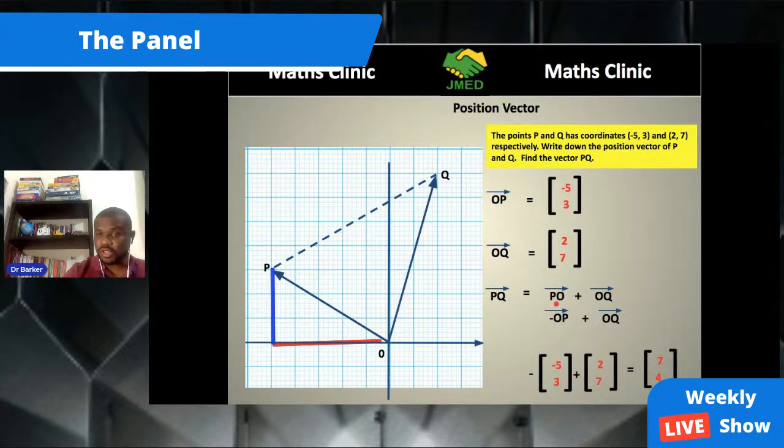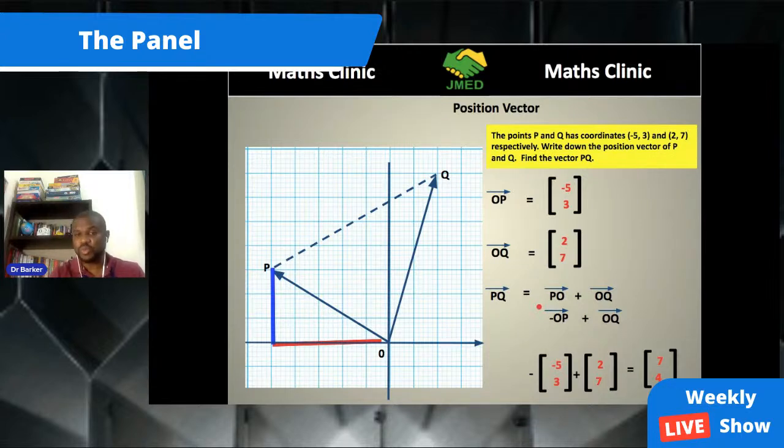So the key thing to learn in this one is that we do not have the information for PO, but the relationship between PO and OP is one you need to learn. In this case, PO is equal to minus OP. A simple way of remembering it is if you switch the letters in any vector like that, you just change the sign and then you get that relationship happening.